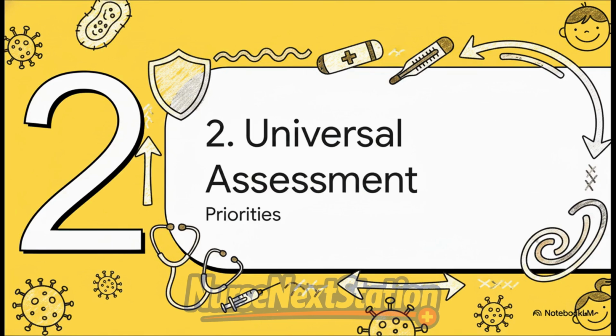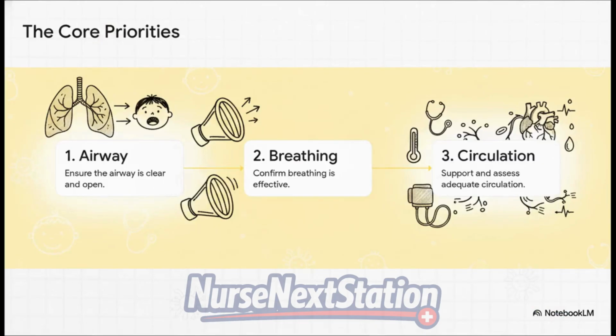Well, it starts with a universal toolkit, a set of priorities that you apply every single time, no exceptions. It always comes back to the ABCs: airway, breathing, circulation. Before you worry about the rash, before you check the temperature, you have to be sure these 3 things are solid. Is their airway open? Are they breathing effectively? Is blood getting where it needs to go? This is the absolute non-negotiable foundation of your assessment.